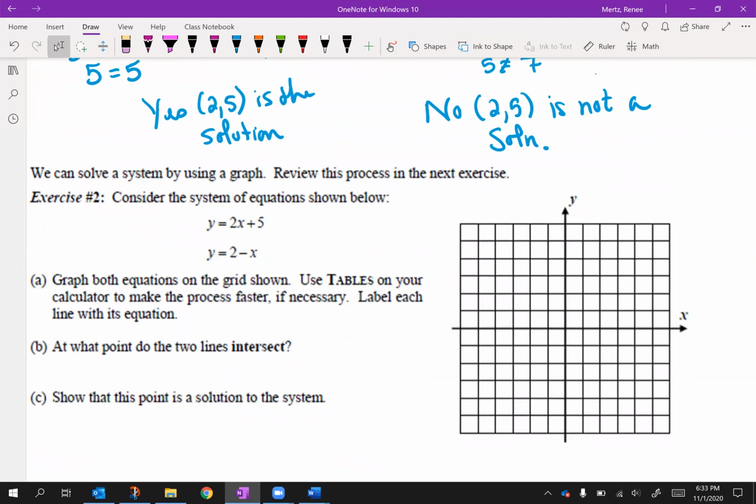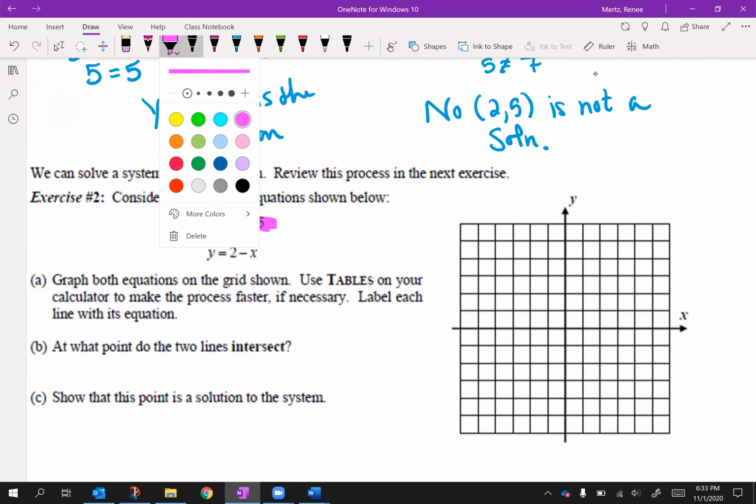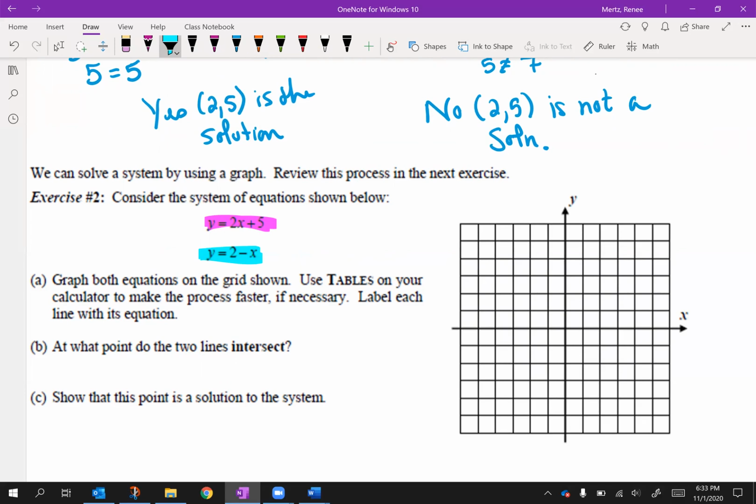We can also solve these by graphing. So we want to graph both these lines. Remember to use your graphing calculator. So let's put them in one at a time. I'm going to use 2 different colors. So I'm going to do this one in pink, and I'll do this one in blue. So y equals 2x plus 5. Type it into your calculator, get some points. So on your table, you have (0, 5), (-1, 3), (-2, 1), (-3, -1).